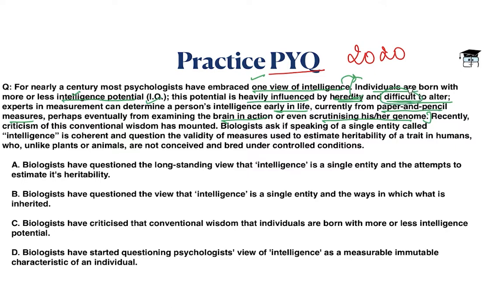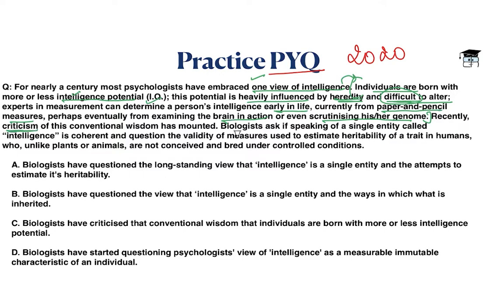Okay. Furthermore, he is saying that experts are currently determining a person's IQ early in life from paper and pencil measures, but in the future they're planning to examine the IQ while the brain is in action or by scrutinizing the genome in the DNA. Okay. Next, recently criticism of this conventional wisdom has mounted. This signifies that a new fact will be introduced in the new line, which will talk about criticism.